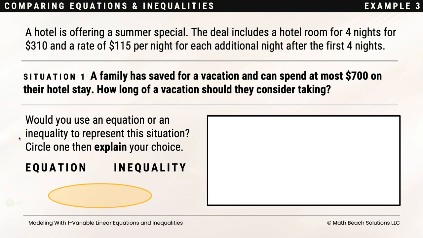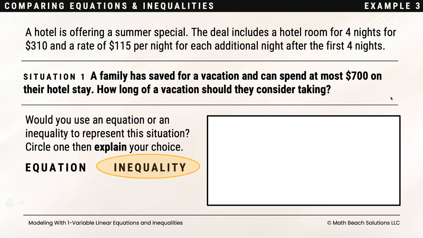In the first situation, a family who saved for a vacation has a budget and they can spend at most $700 on their hotel stay. We want to find out how long of a vacation should they consider taking to stay within their budget. Well, would we use an equation or an inequality to represent this situation?